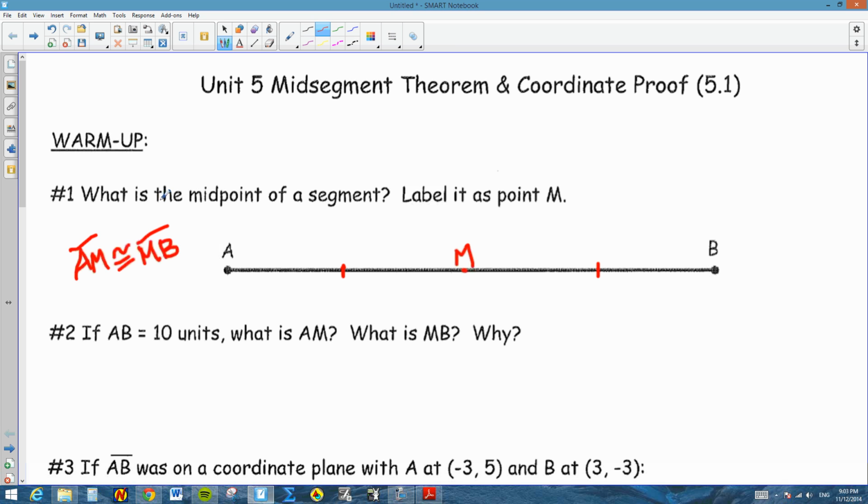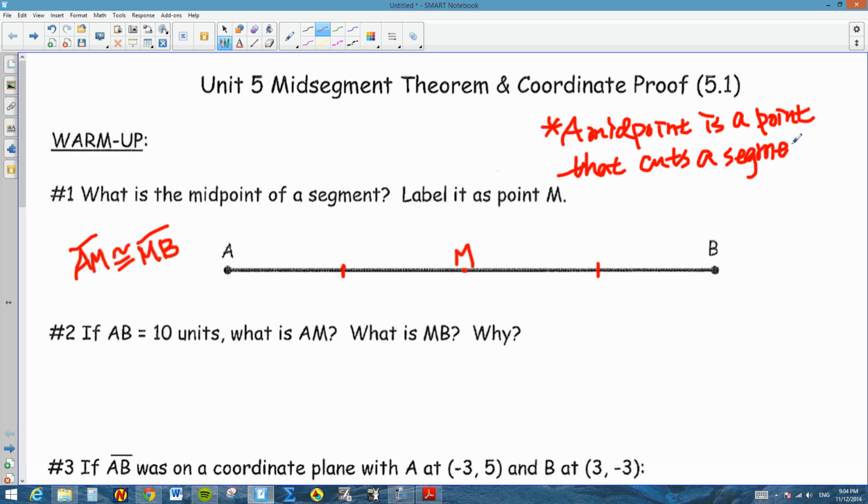So recall, what is the midpoint? A midpoint is a point that cuts a segment into two equal parts.